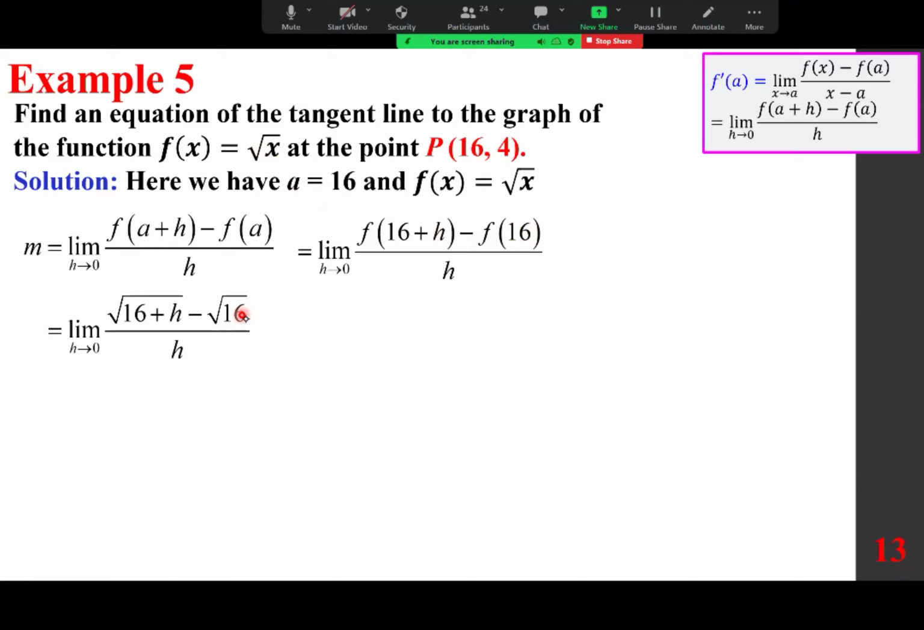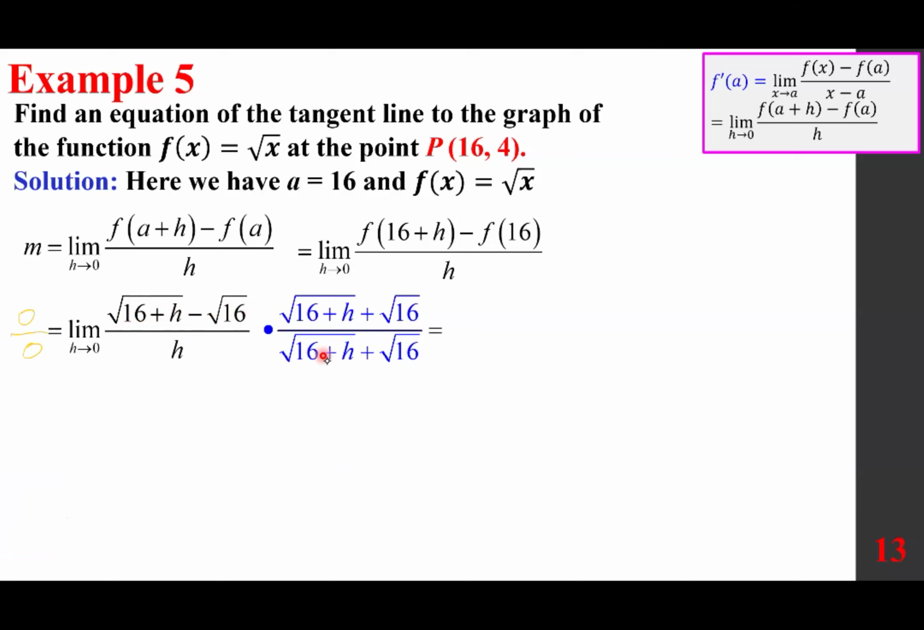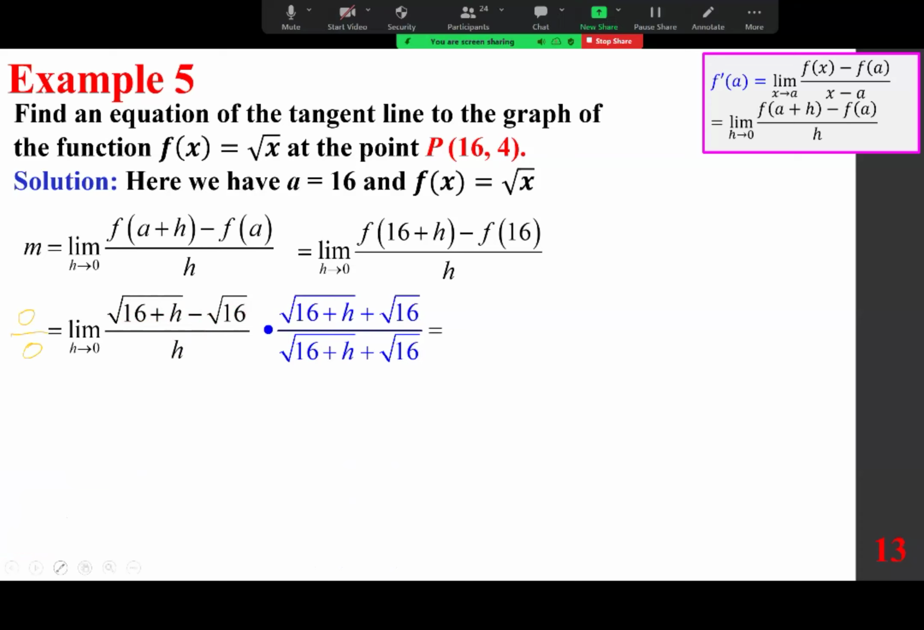If you plug in, of course, you get 0 over 0. And the technique is to multiply by the conjugate. Again, first you have to plug in. You do get 0 over 0. And because you get 0 over 0, the conjugate, which means just the sum here, square root of 16 plus h plus square root of 16, you put it in the numerator as well as the denominator. So what happens? The denominator, you don't touch it, it's a product.